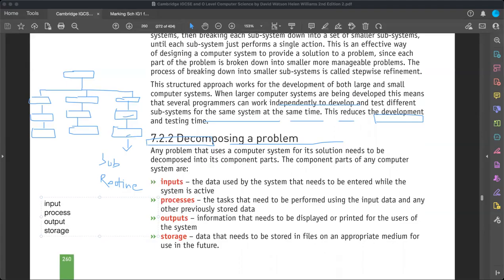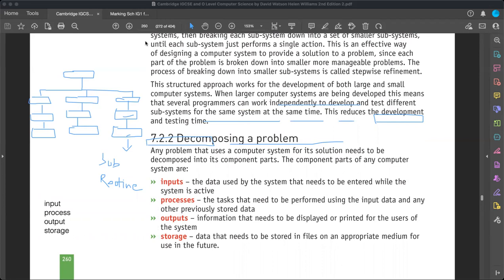So when the data is carried out, what is output? Data is displayed. The information result is displayed. Result on a screen. You can say result on a screen. And storage means you're going to store your program. So this is how we are going to decompose our problem in your quiz.